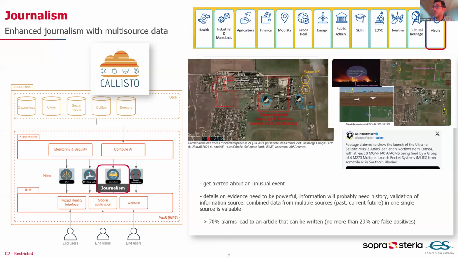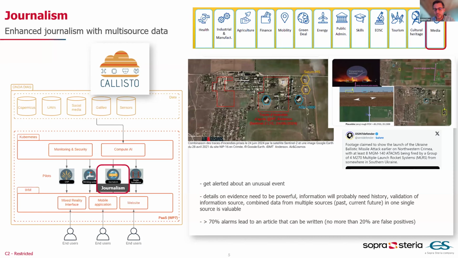Why? Because journalists, what they want to have is to be alerted about unusual events based on different laws or rules that they have set for themselves. And Callisto does that. They want to have details on evidence that are powerful to be able to write an article about that. And they want to get rid of all the false alarms.